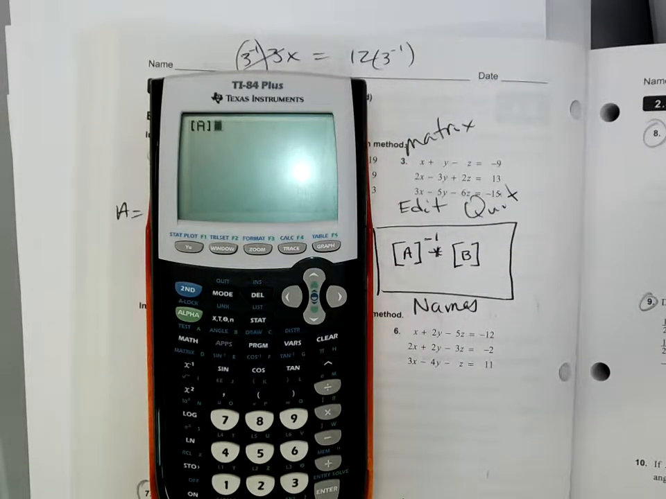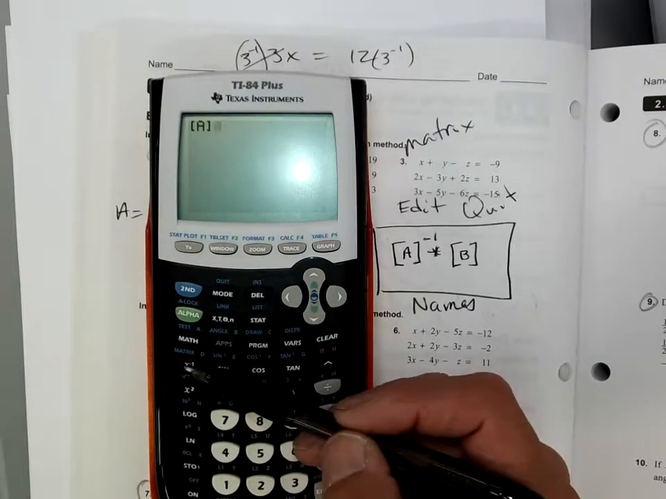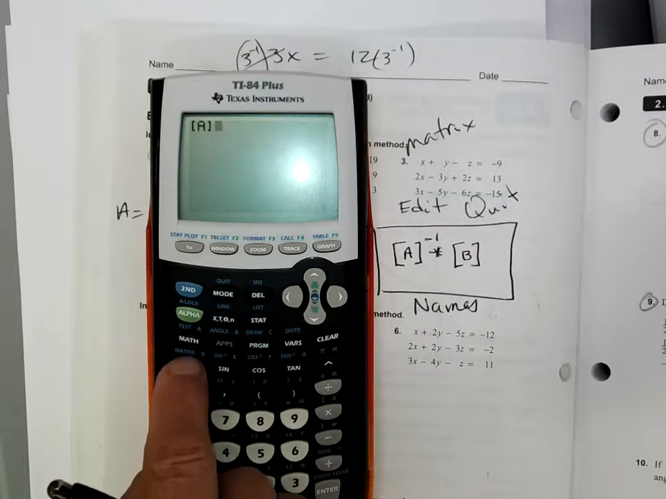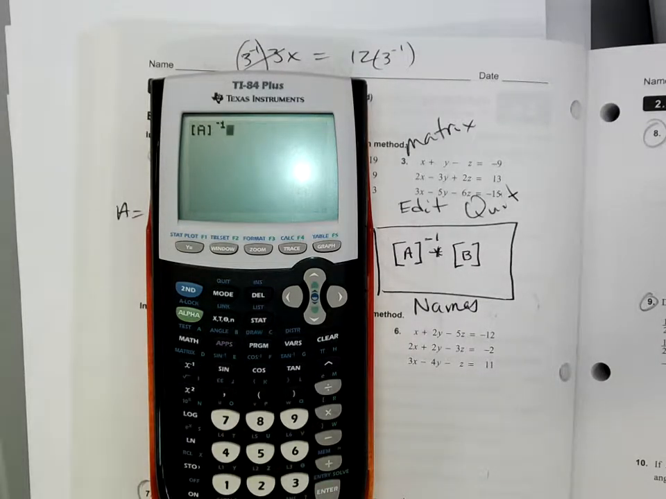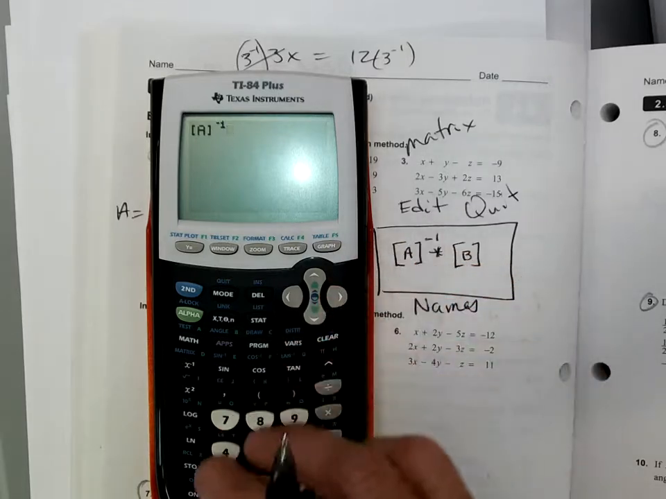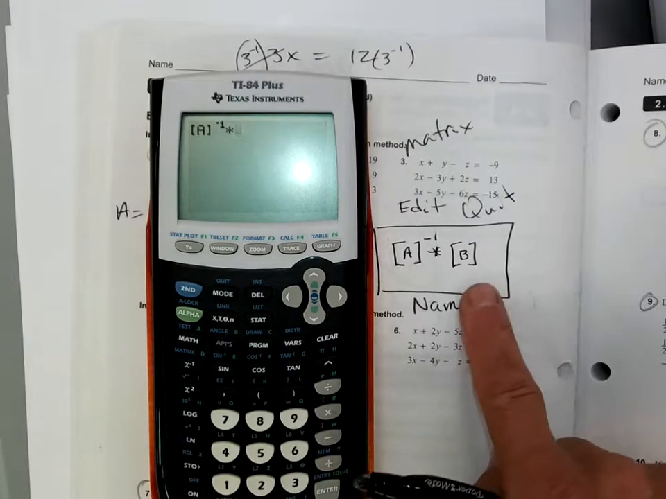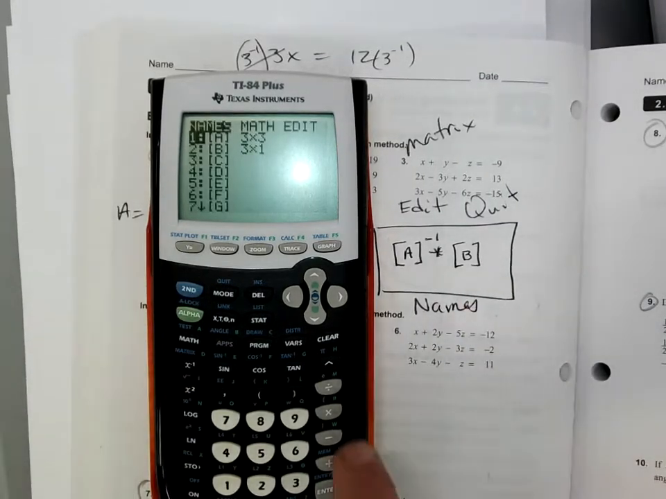Boom. Now I need this little inverse symbol. See the negative one right there? Underneath the math, x negative one. Hit that. So you do the negative one, which is right there. I'm going to hit that button. Now hit times. Now I have to find matrix B, which is in my calculator. Go back to matrix, go down to B.